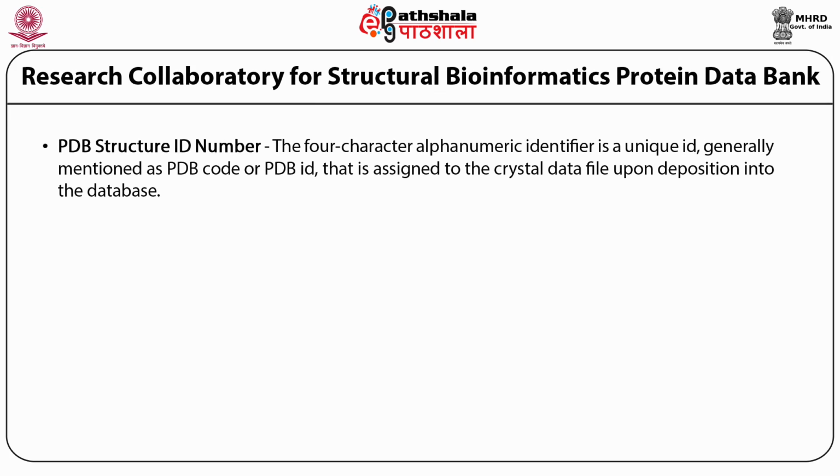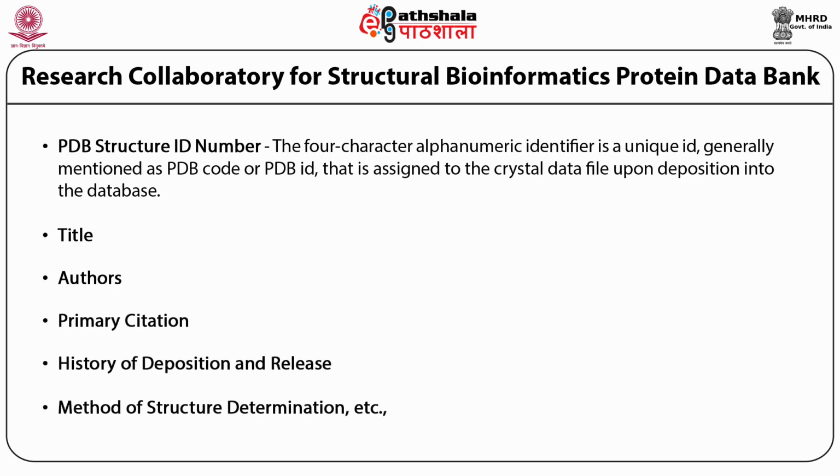PDB structure ID number is also called a PDB ID or PDB code. It's a 4-character alphanumeric identifier that is assigned to a particular data set deposited to this database. It contains the name of the molecule, and information about the authors or researchers who were involved in purifying, crystallizing, and solving the structure. One can also check the method by which the structure has been determined, either X-ray crystallography, NMR, or electron microscopy.